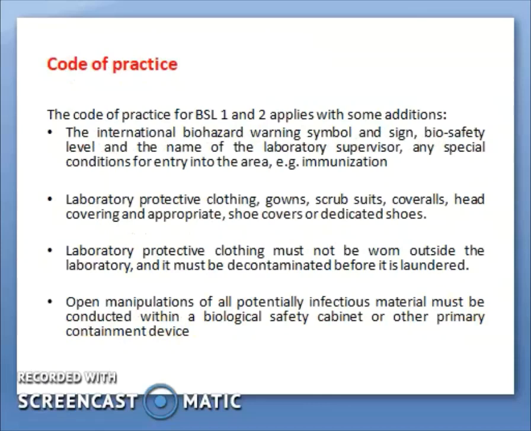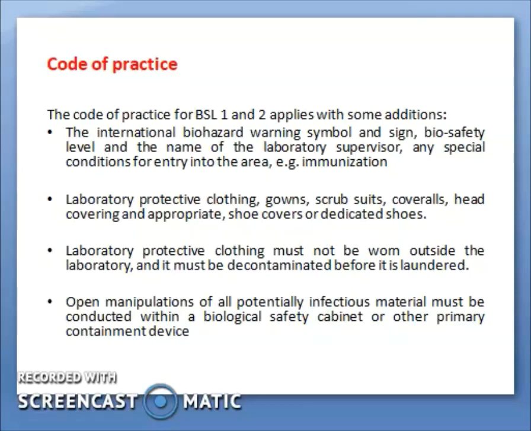The code of practice for BSL-1 and BSL-2 applies with some additional conditions. These are the additions to the BSL-1 and BSL-2 laboratories. The international biohazard warning sign and symbol, the biosafety level and name of the lab supervisor, and any special conditions for entry into the area must be displayed. For example, if certain types of work need immunization or vaccination before starting that work.